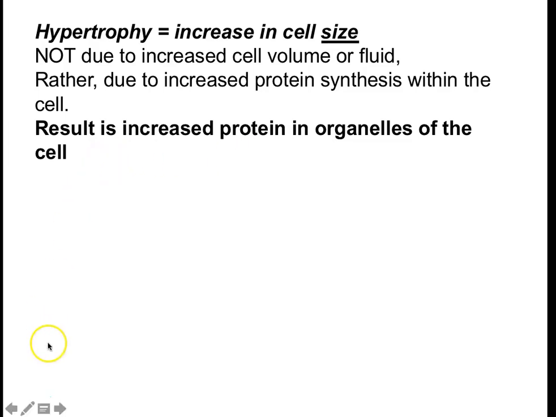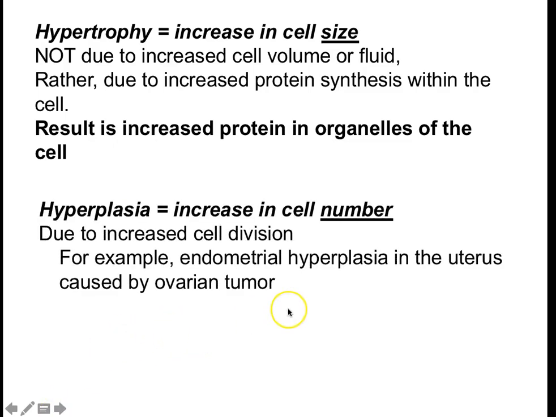And that is hypertrophy. Now, hyperplasia is the opposite. In hyperplasia, you actually are increasing cell number, and that's due to an increase in cell division. So endometrial hyperplasia in the uterus, which may be a result of an ovarian tumor, means that you actually are making more and more of these endometrial cells. And that is hyperplasia versus hypertrophy.